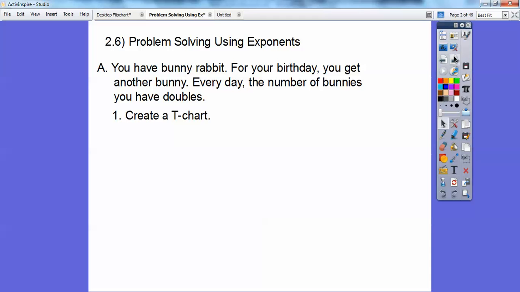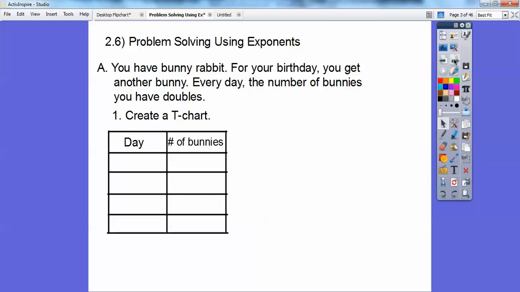You have a bunny rabbit, and for your birthday you get another bunny. Oh boy. Every day the number of bunnies you have doubles. So create a T-chart. Let's go ahead and create a T-chart. I have days over here, so each day, and the number of bunnies.